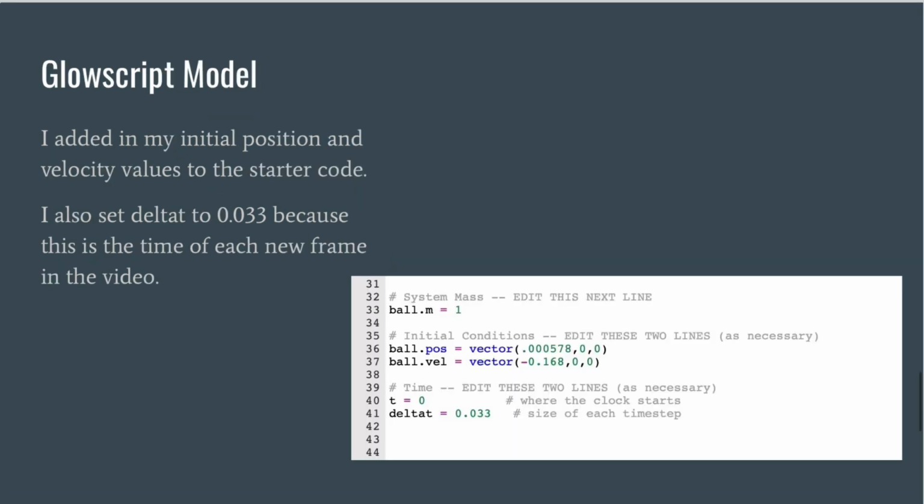I added in these initial position and velocity values from Tracker into the GlowScript starter code. I also set delta t equal to 1/30th of a second because this is the time between each new frame in the video.